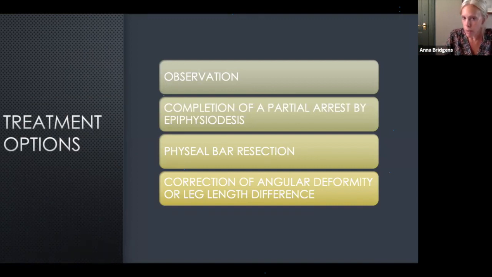You can take the bar, the abnormal connection between the metaphysis and the epiphysis out. Or you can correct the angular deformity or the leg length difference. Okay. So those are your options. And so what are we going to do with this boy?